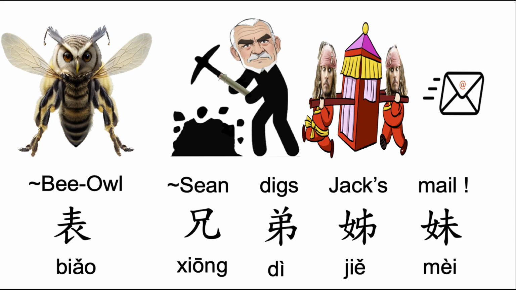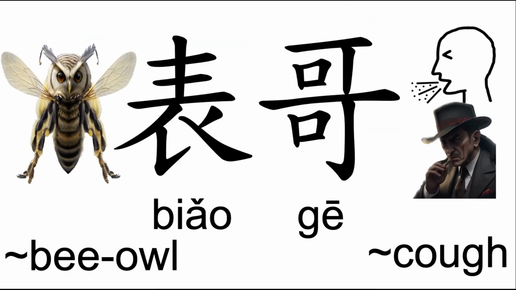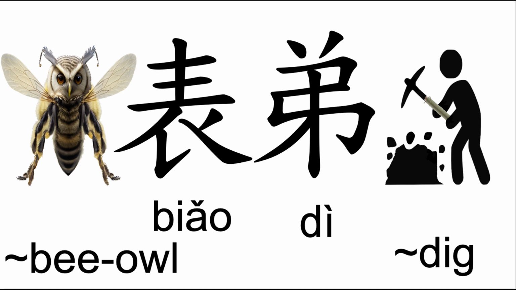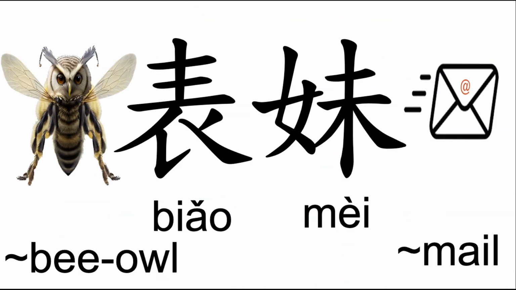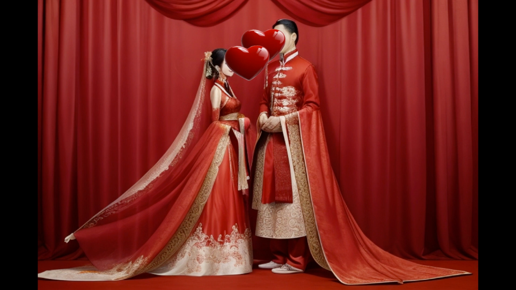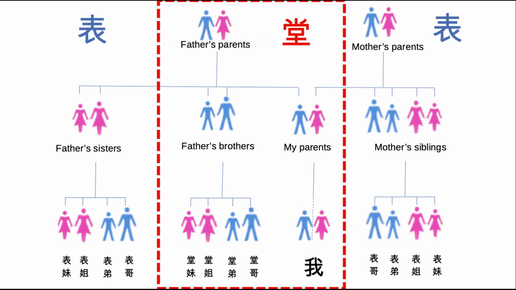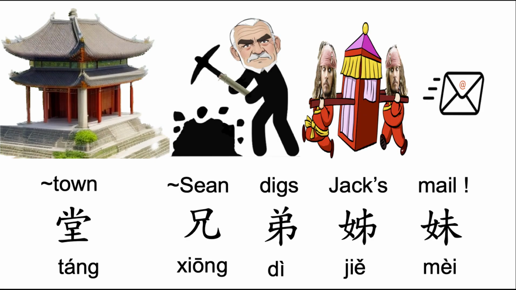表兄弟姐妹. I call the older males my 表哥, the younger males my 表弟, the older females my 表姐, and the younger females my 表妹. The only exception is if my mother's sister married into my father's family. In this case, her children have the same surname as me, so they are considered my 堂 cousins.